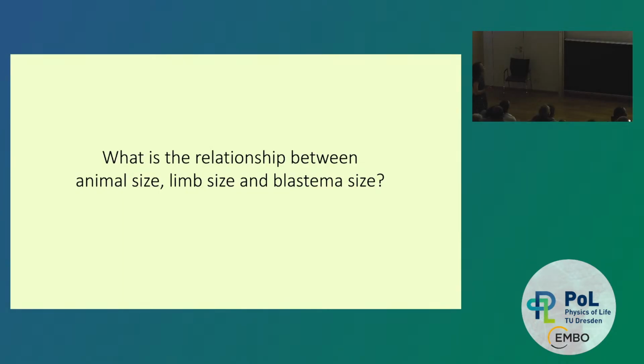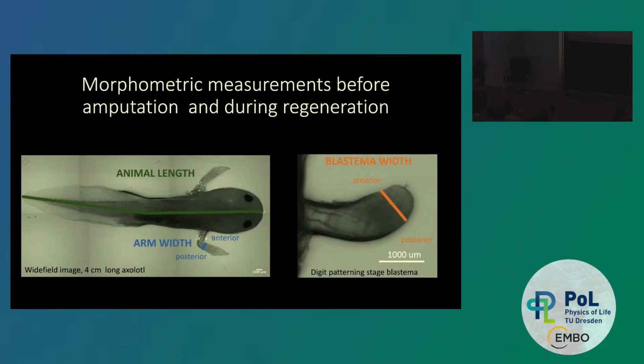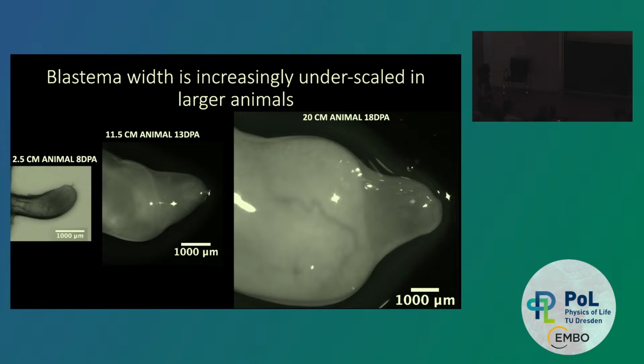What he first asked is, what is the relationship between animal size, limb size, and blastema size? So he simply measured the length from the snout to the tail, and then he measured the width of the arm, since we're interested in the anterior-posterior specification. And then he measured also the width of the blastema at the mid-bud stage, just at the junction between the mature and the regenerating zone. So you can see here a 2 centimeter limb, an 11 centimeter animal's limb, and a 20 centimeter animal's limb.